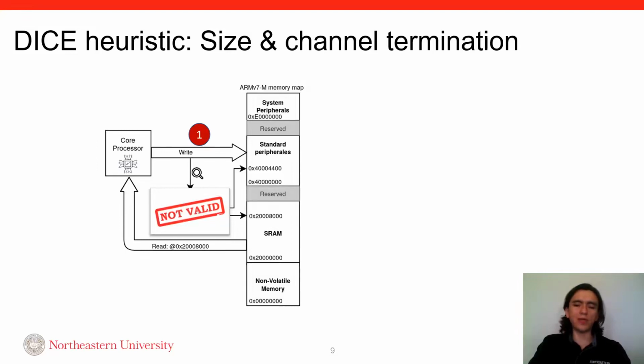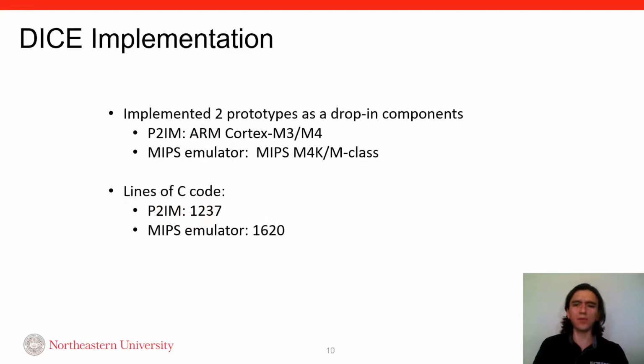This method supports the dynamic nature of DMA, which is not supported by other solutions that rely only on statically allocated buffers. We implemented two prototypes of DICE, the first on top of the state-of-the-art P2IM analyzer for the Cortex-M3 and M4 architectures, and the second one on top of a MIPS emulator for the M4K and M-class architectures. In both cases, DICE is a drop-in component that extends QEMU, which is the processor emulator of these systems.